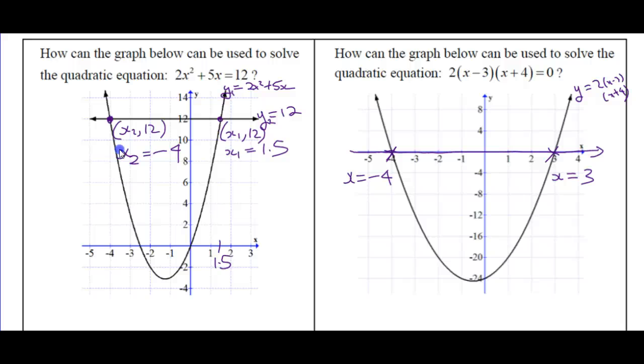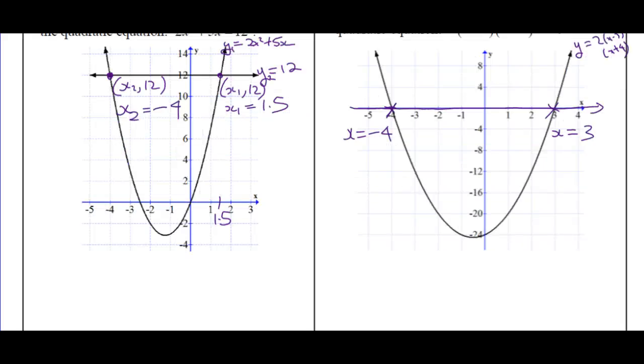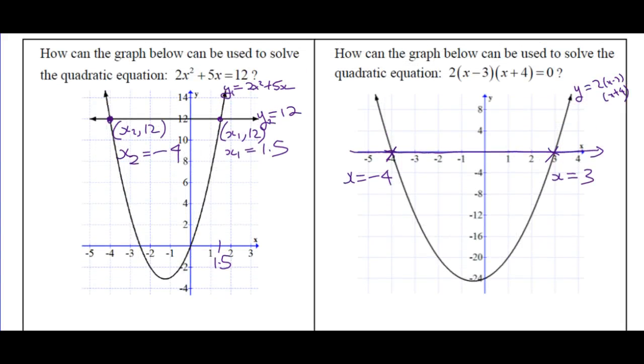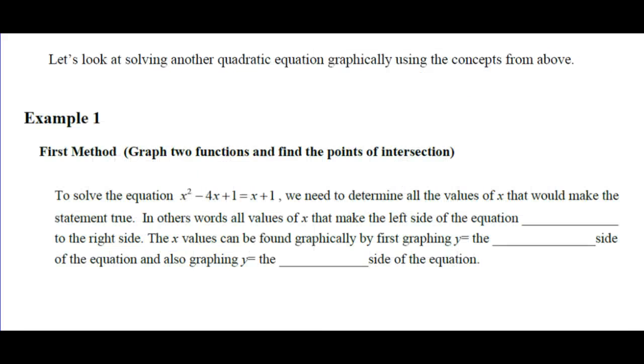Okay, but if we can, we could read the values off the graph, right? So we could have read this as being 1.5, read this as being -4. Okay, any questions on this one? This page, or part of the page. Let's look at solving another quadratic equation graphically using the concepts from above.